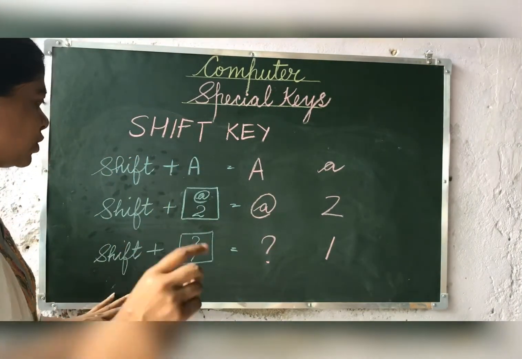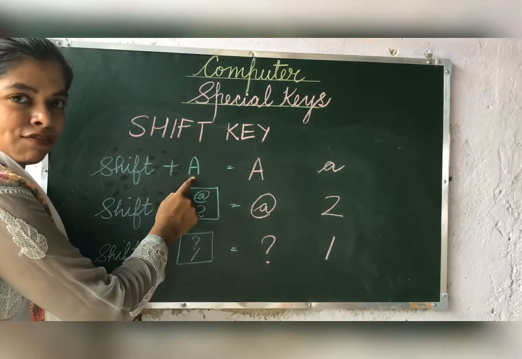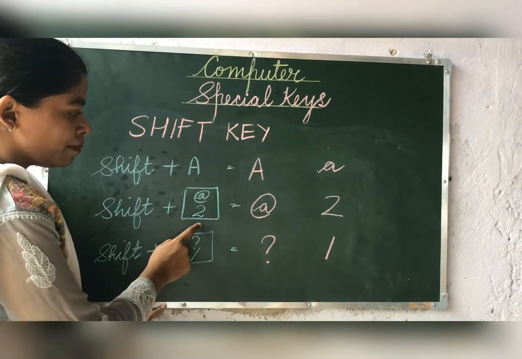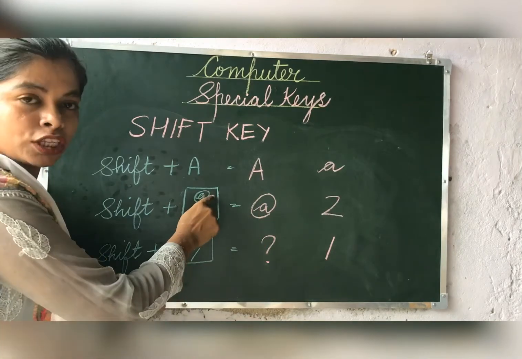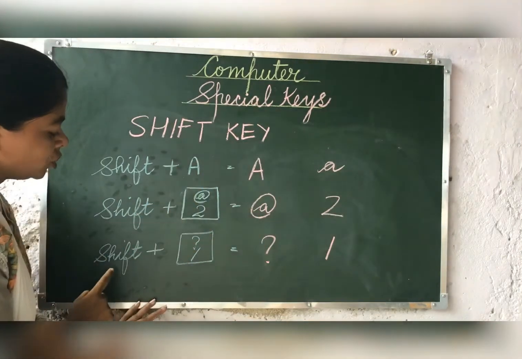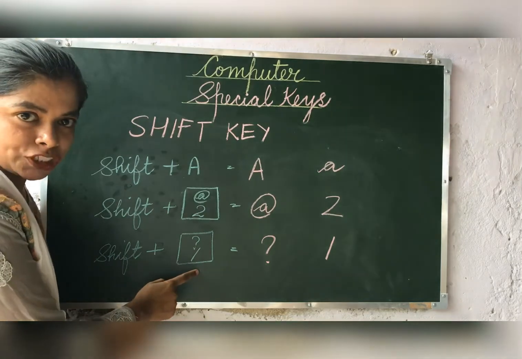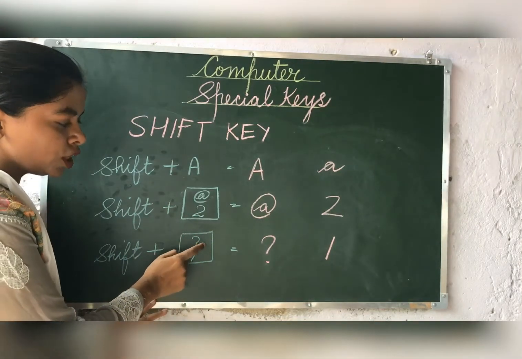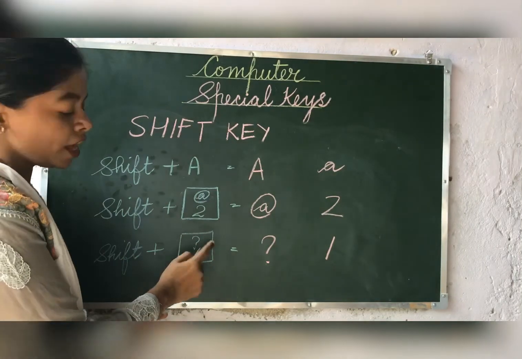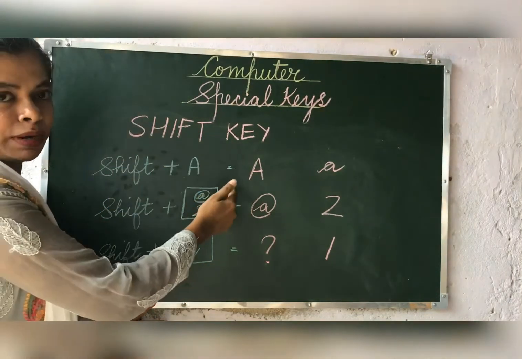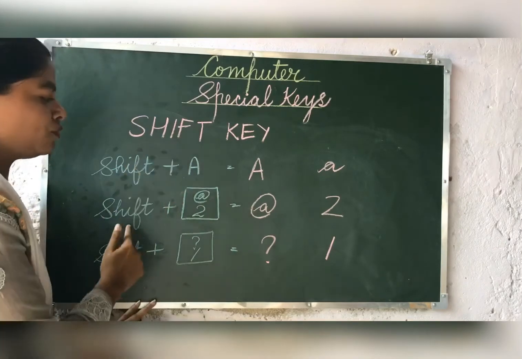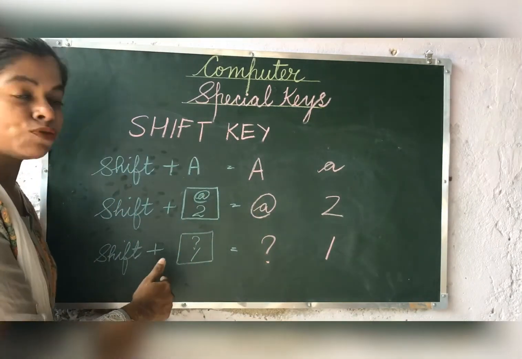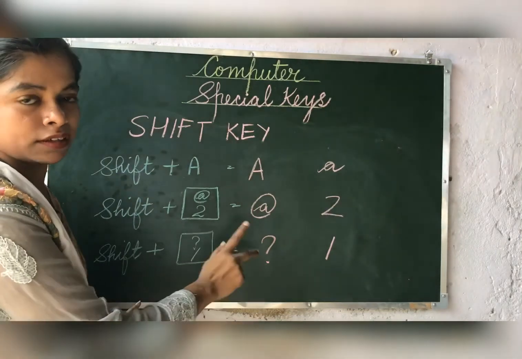Okay, so remember, children, shift key plus alphabetical key is equal to capital letter. Shift key plus number key is equal to the symbol that is on the top of the number. And shift key plus punctuation mark, so which punctuation mark will come, children? The mark that is on the top of the key. Okay, so the shift key is used with the alphabetical keys to write in capital, with the number key to type the symbols, and with the punctuation mark to type the symbols.